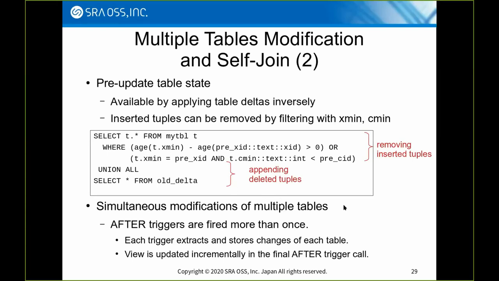In addition, when multiple tables are modified simultaneously, after triggers are fired more than once, so each trigger extracts and stores each table's change, and the view is updated incrementally in the final after trigger call.